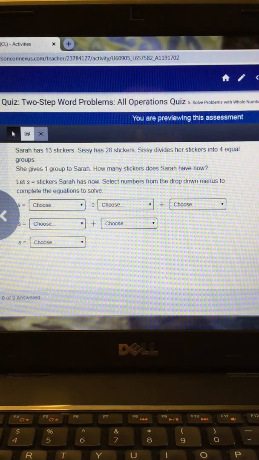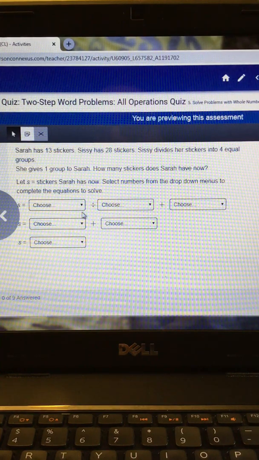Sarah has 13 stickers. Sissy has 28 stickers. Sissy divides her stickers into 4 equal groups. She gives 1 group to Sarah. How many stickers does Sarah have now? Let S equal stickers Sarah has now. Select numbers from the drop-down menus to complete the equations to solve.